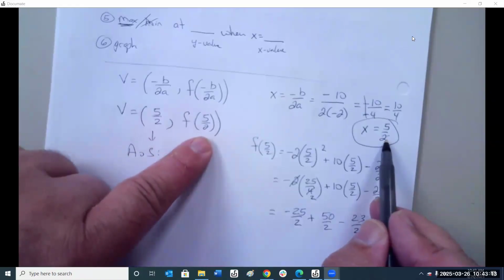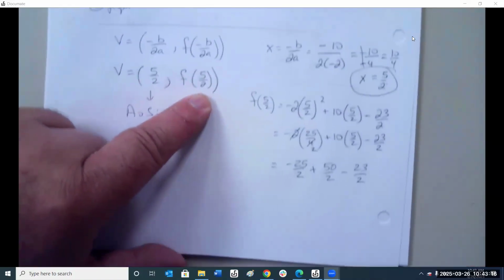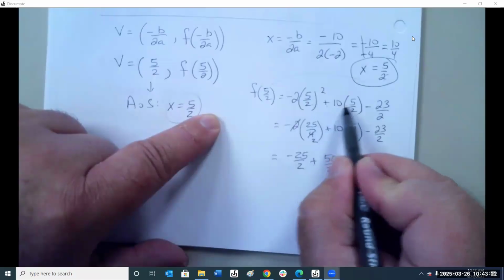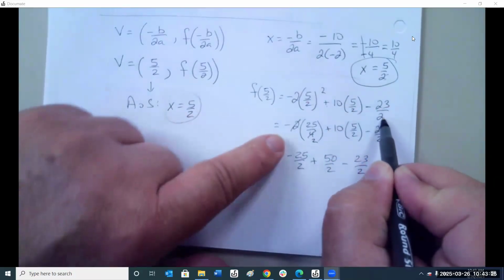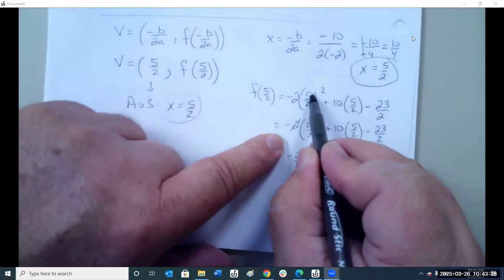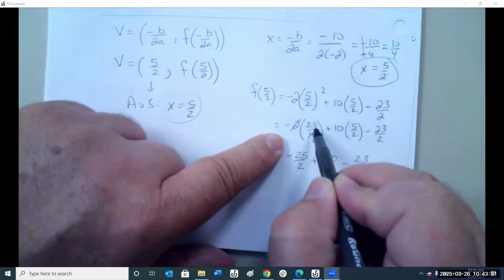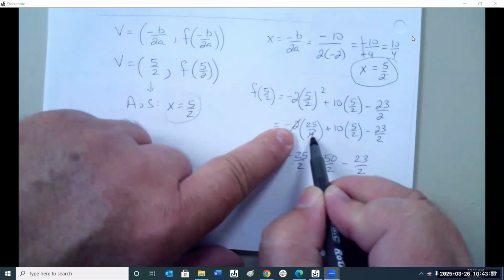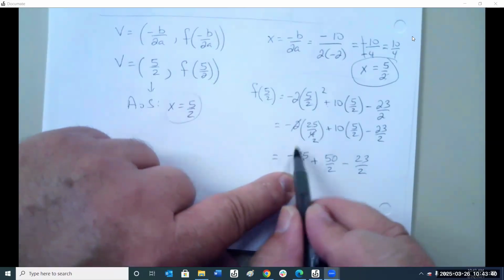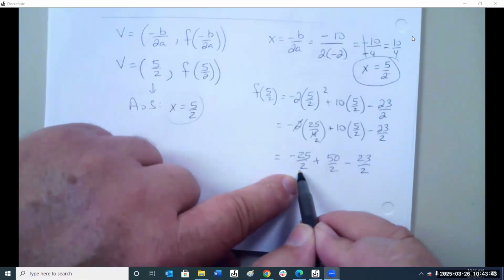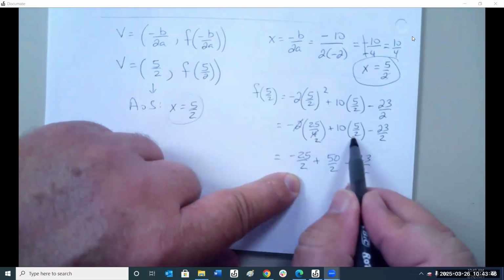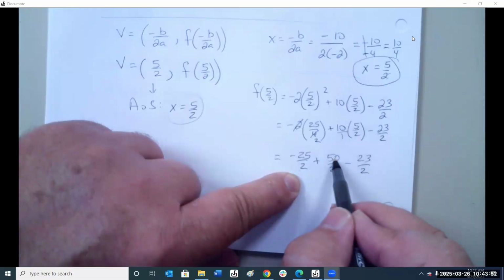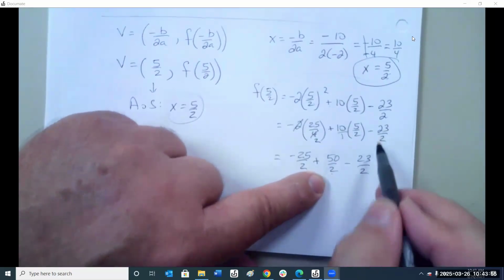Then we take that value, plug it inside our function, and work it out. So we have negative 2 times 5 over 2 squared, plus 10 times 5 over 2 minus 23 over 2. 5 over 2 squared is 5 squared over 2 squared. 5 squared is 25. 2 squared is 4. The 2 cancels with the 4. We have negative 25 over 2. Since the first one and the last one are over 2, leave the middle one as a fraction. So 10 over 1 times 5 over 2 is 50 over 2. Minus that.